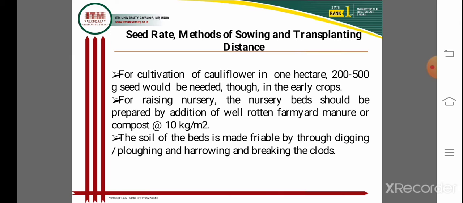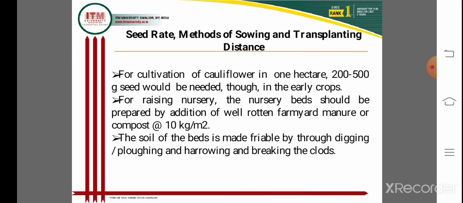transplanting distance of the cauliflower for successful cultivation. This is very important for the cultivation of cauliflower. For 1 hectare, 250 to 500 gram of seed is needed and sufficient for raising seedlings for 1 hectare area. It is very important for the early crop season.